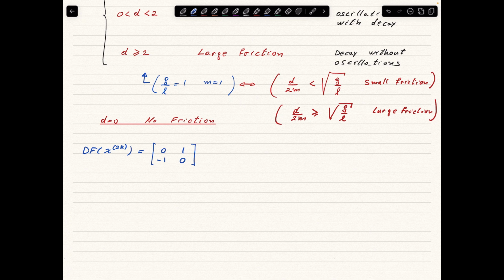What happens for the other case, for the derivative matrix on odd critical points, 2k plus 1? Well, it's the same here, 0, 1. Then we have positive 1 and 0 because we have no friction.